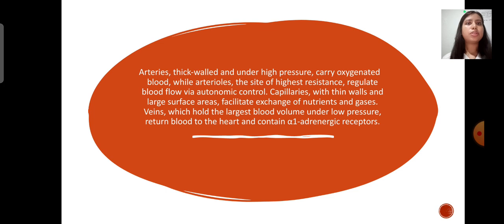Now the vasculature. The arteries are thick-walled and under high pressure, they carry oxygenated blood, while the arterioles are the site of high resistance, which regulate the blood flow via autonomic control. The capillaries are thin-walled with large surface areas, which facilitate the exchange of nutrients and gases, and veins, which hold the largest blood volume under low pressure, return the blood to the heart and contain alpha-1 adrenergic receptors.